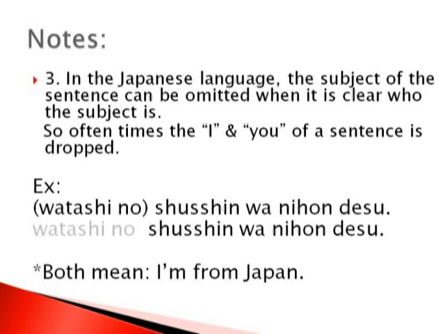In the Japanese language, the subject of a sentence can be omitted when it's clear who the subject is. So oftentimes the I and you of a sentence is dropped. For example, 私の出身は日本です. Now when we drop that part of the sentence, we get 出身は日本です. And the listener will understand that you're saying, I'm from Japan. Both are perfectly fine. The only difference is the first one is more formal, while the second one is a little bit more informal, but it's also commonly heard.